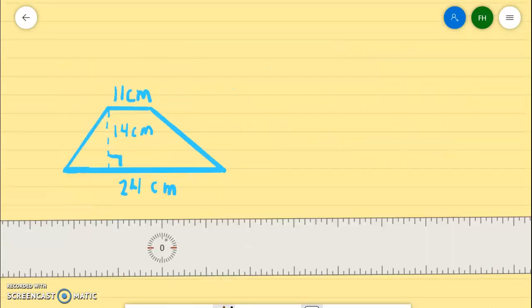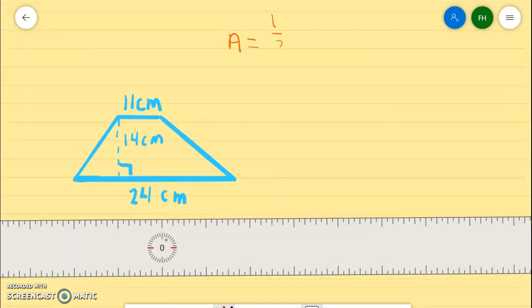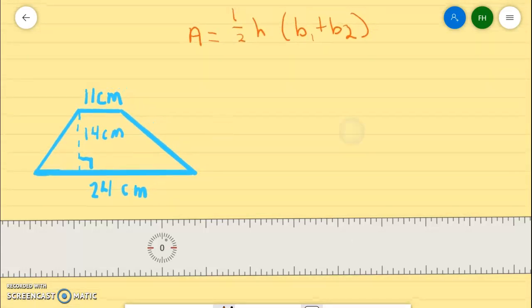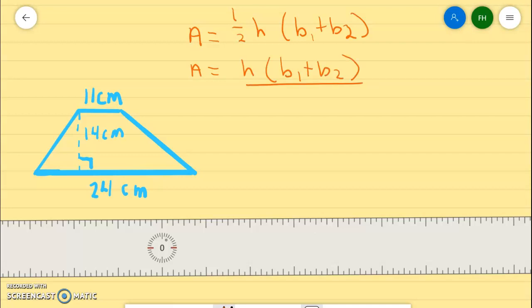Okay, so this is the area of a trapezoid, and I never use 1/2 in my formula. I just say divided by 2. But the formula is 1/2 the height times base 1 plus base 2, but the way that I write it is I say the height times the sum of the bases divided by 2. Well, the height is the line that connects the two bases and is perpendicular to one of those bases.